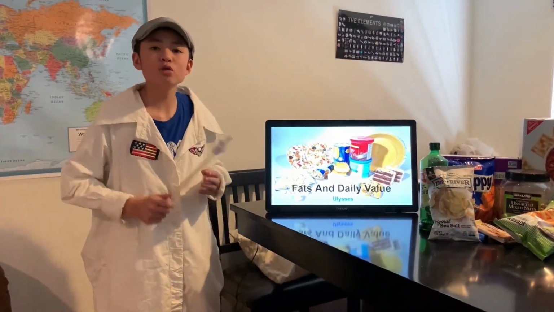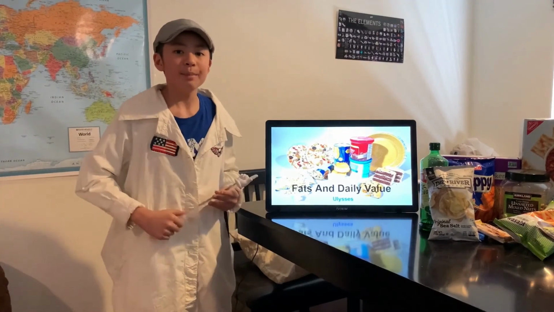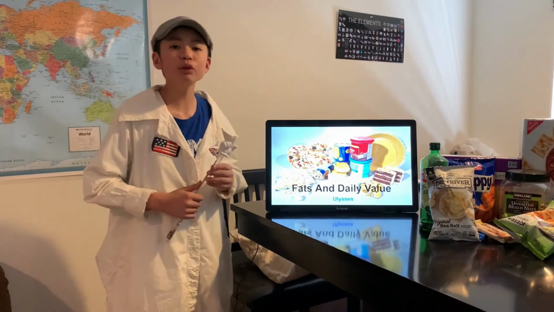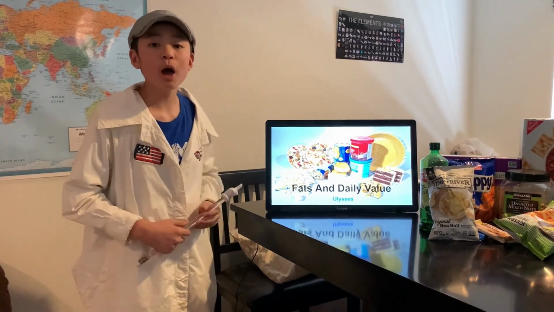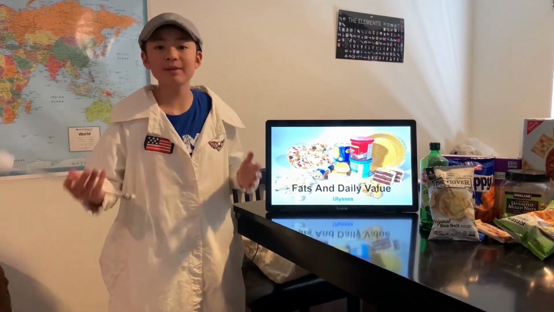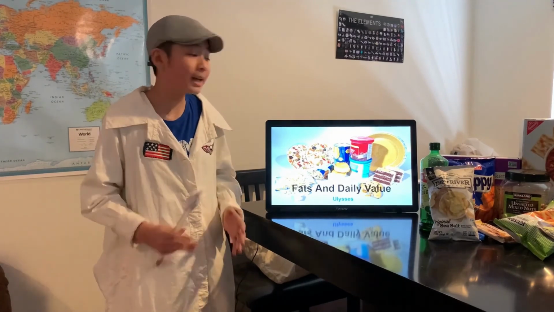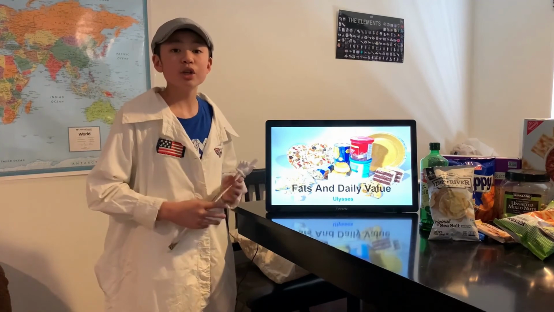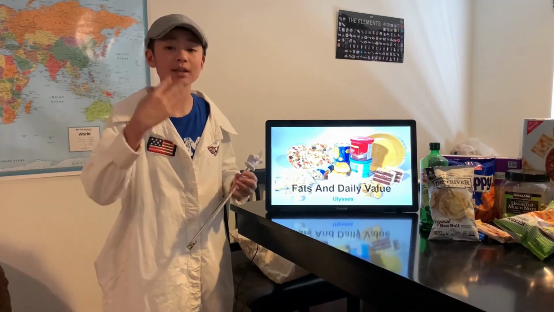So always remember to choose your foods wisely, because the food you eat really will affect your body. I hope you learned a lot about fat and nutrients and maybe a little bit about daily value, and also, most importantly, how to choose your foods and how to choose the snacks you eat. So now you understand what goes into your body.